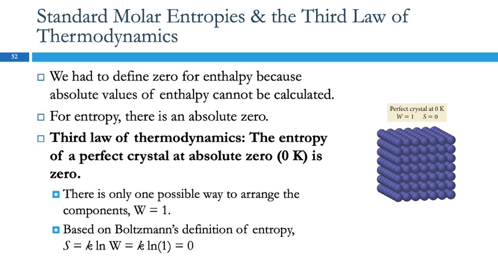Nothing is moving. At 0 Kelvin, absolute zero, the motion stops. The particles are not even vibrating in place. There's no motion at all. Zero kinetic energy. And so that is zero entropy. Only one possible way to arrange the components. S is equal to k times the natural log of W, and natural log of 1 is 0. Entropy is 0.